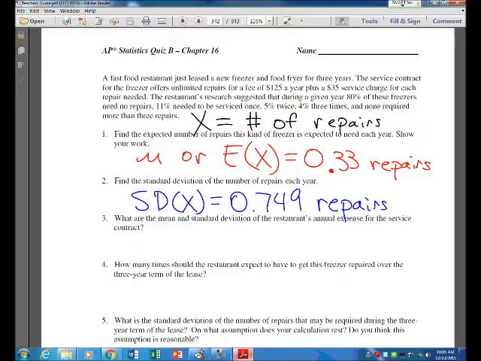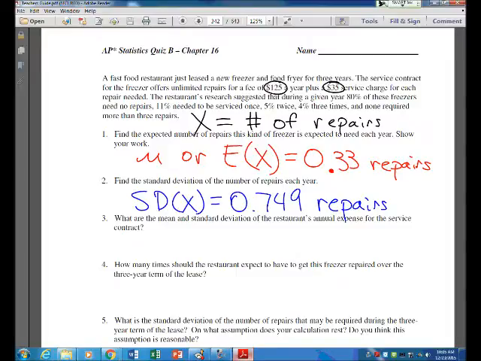All right, so it gives you an idea for the spread for that one. Now, for the mean and standard deviation of the restaurant's annual expense, we need to bring in the service contract that it said up here. We have $125, which is our flat fee, plus $35 for any service charge.